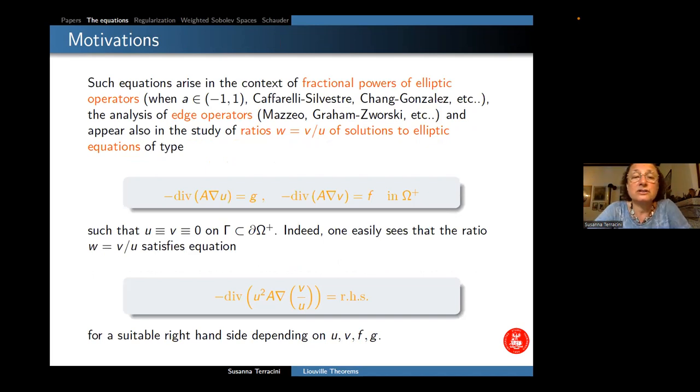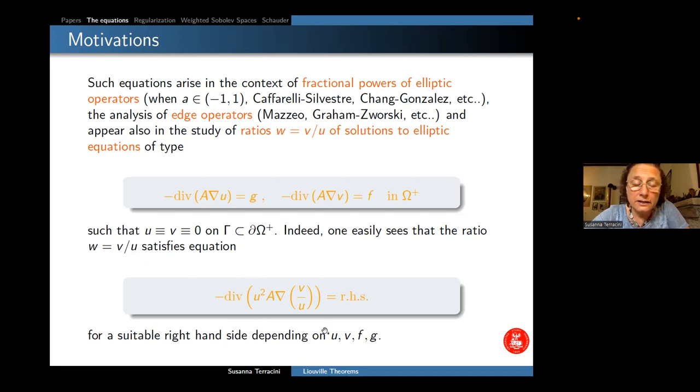Okay, this equation arises in various contexts. Of course, the first one are the fractional powers of elliptic operators. And just to quote some names, Caffarelli and Silvestre, Chang and Gonzalez, the analysis of edge operators, for example, given by Mazzeo, Graham, and so on. And also appear, and this will be somehow an important observation, when one wants to study the ratio w of two solutions of elliptic equations, even non-homogeneous elliptic equations, that vanish on the same portion of the boundary of the open set. And it is rather easy to see that the ratio satisfies in fact an equation with a weight u squared, which, as you see, has an exponent two, which is of course larger than one.